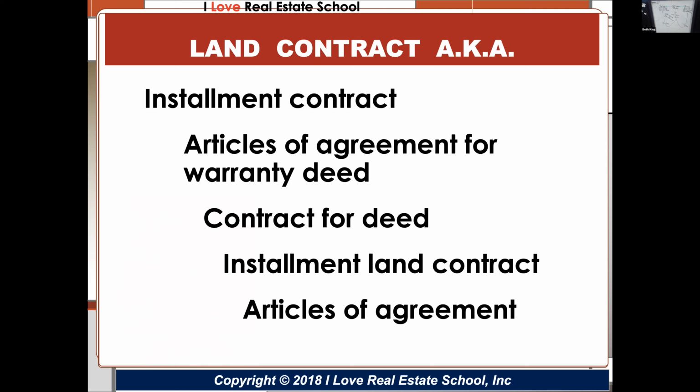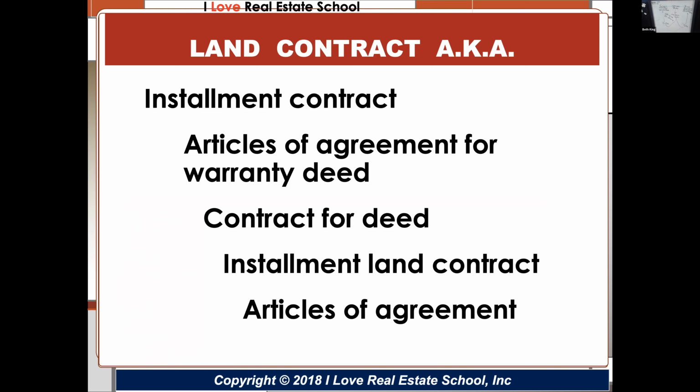A real estate sale can be made by land contract, also called a contract for deed, an installment contract, or articles of agreement for warranty deed. Under a typical land contract, the seller or vendor retains legal title. The buyer or vendee takes possession and gets equitable title to the property.